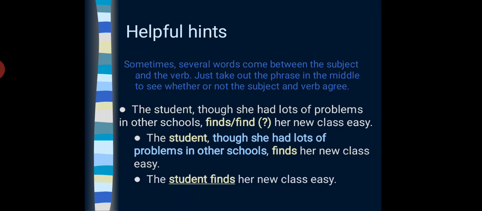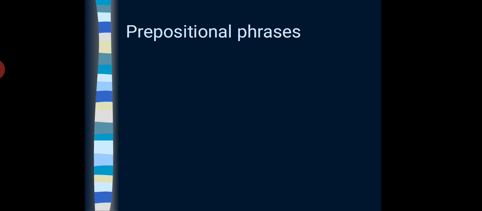Let's see. The student finds her new class easy, because this part, as I said, though she had lots of problems in other schools, is nowhere to be worried about. We are nowhere to be worried about it for the subject, because the subject is the student, and this part is only the clause, which is a relative clause. Alright, now let's move to the next example or next point.